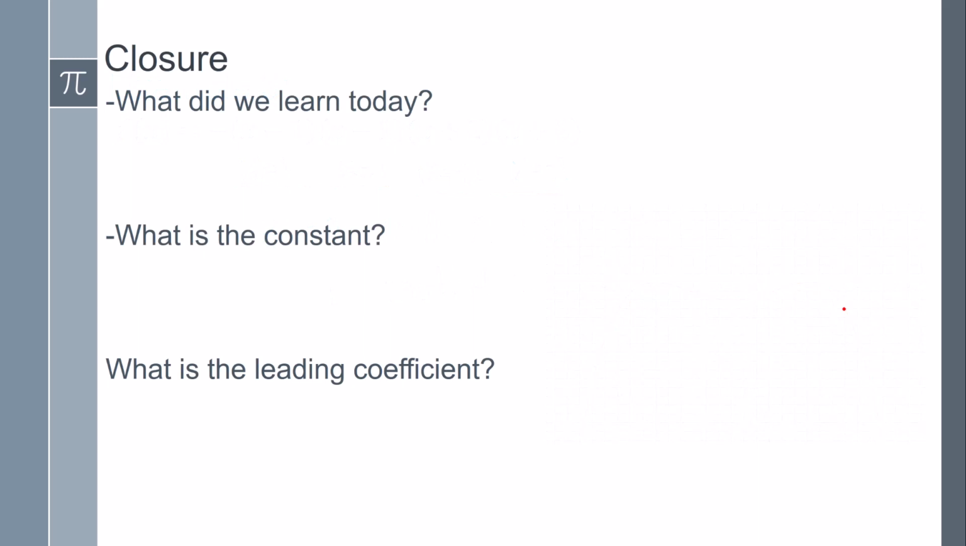So what did we learn today? We talked about the end behavior of a graph and its multiplicity. As a reminder, what is the constant of a graph? That's the value that's by itself. We're going to be using the constant in a future lesson, which is why I'm really trying to drive that in. It's the value by itself without any number or any x value associated with it.